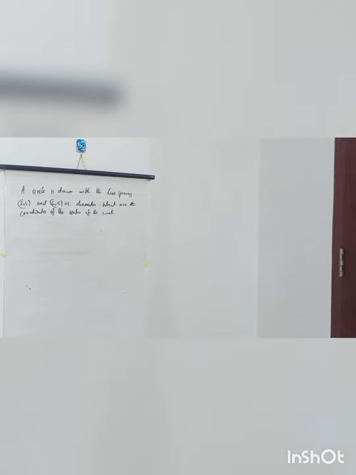Next question. A circle is drawn with the line joining 2, 3 and 6, 5 as diameter. What are the coordinates of the center of the circle?